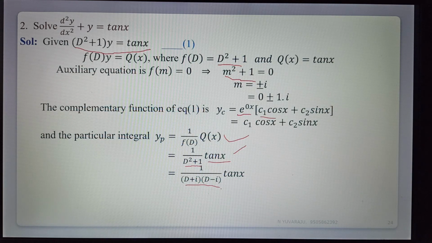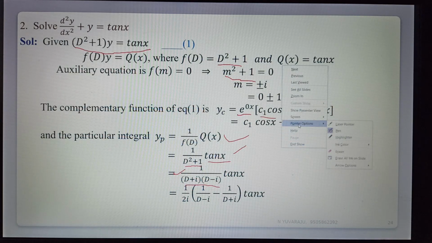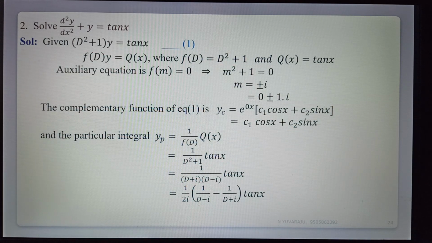Now by using partial fractions, take the partial fractions here: 1 by d minus i minus 1 by d plus i. Take the LCM, we are getting the same only. The denominator there has 2i, that is divided by 2i. The 2i cancels, we are getting the same term, the previous term. Okay, this is how it is converted to partial fractions. So now separately operating, 1 by d minus i into tan x, next 1 by d plus i into tan x. So first finding 1 by d minus i into tan x here. Next one, similarly you have to find this one.